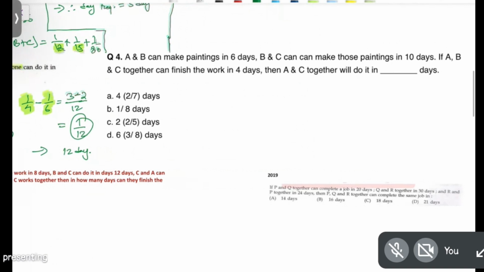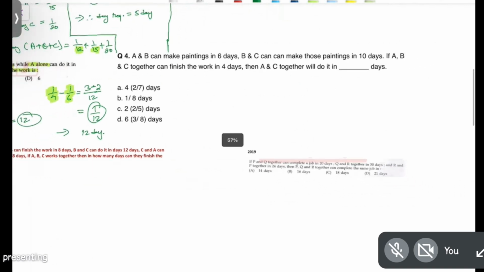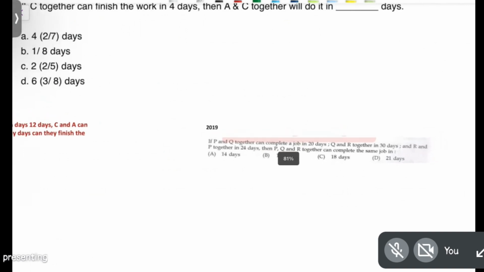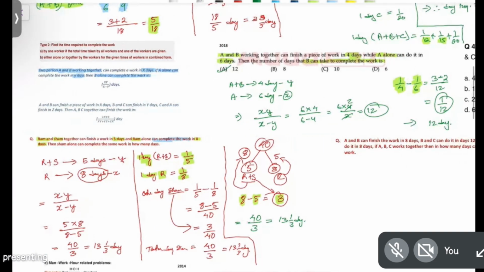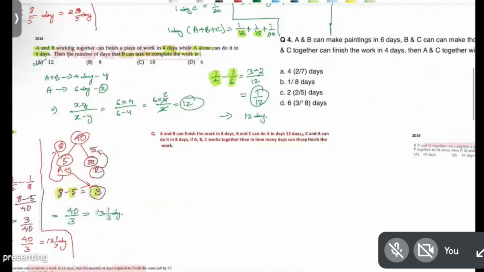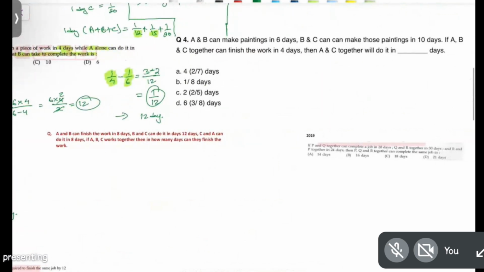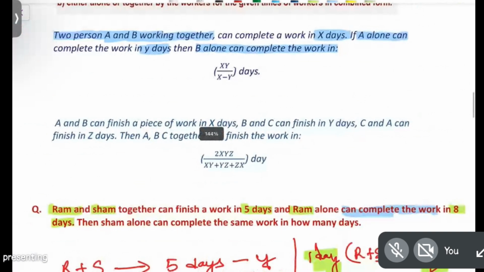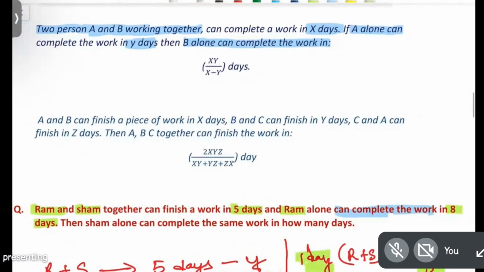Okay, let's talk about the next type now. Yes, we have done about P and Q together, Q and R. This is type number 3. Okay, I'll discuss one thing here. The next formula is this one, okay? For this question, I'll be using this formula. Here, you'll be given 2 to each.